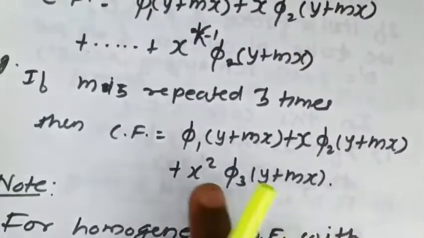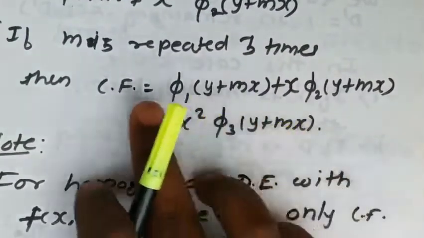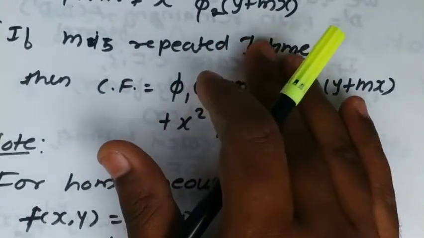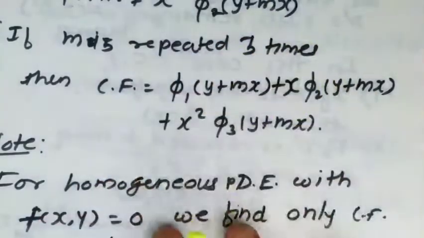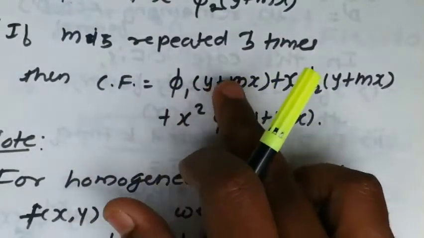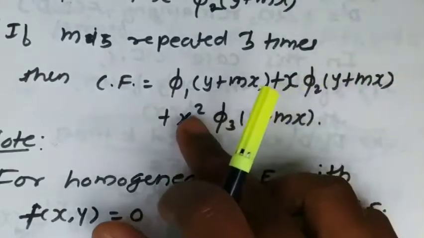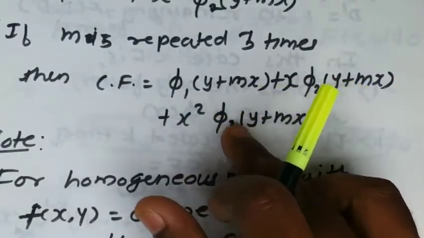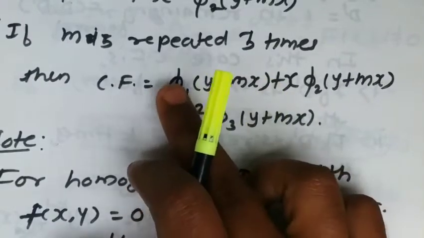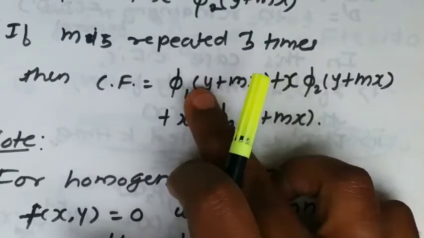So for example, if your m is the root repeated 3 times, how can the CF be written? Because we are going to deal with a maximum 3rd order differential equation, we'll get a maximum degree 3 polynomial there. If all the 3 roots are the same, in that case CF will be phi1 of y plus mx plus x into phi2 of y plus mx plus x square into phi3 of y plus mx. Up to k minus 1, means x square. Up to x square we write in the coefficient: x raised to 0, x raised to 1, x raised to 2. And this phi1, phi2, phi3.